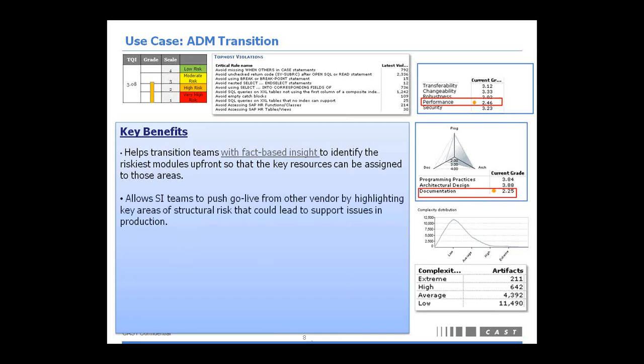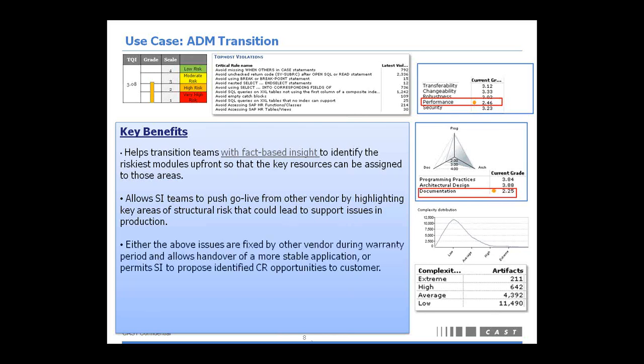And then for service providers specifically, this kind of insight helps them to push go live, for example, if it's from another vendor, by highlighting those areas of structural risk which can possibly lead to support issues in production. So this gives you a quick visibility which you would typically not have otherwise, and then not take unnecessary risk if you're going to maintain those applications in production. And also, obviously, if there is an opportunity to look at specific change request opportunities, looking at identified critical violations and trying to see if some of them need to be urgently fixed because they are of a critical nature and can pose a significant risk to the application in production.